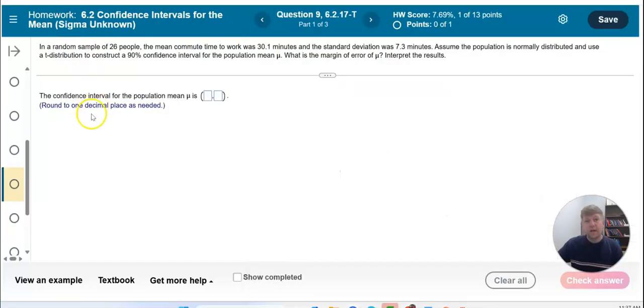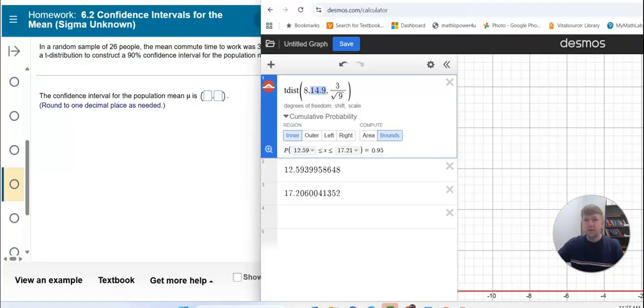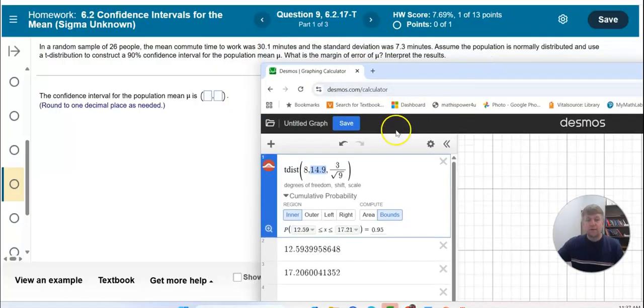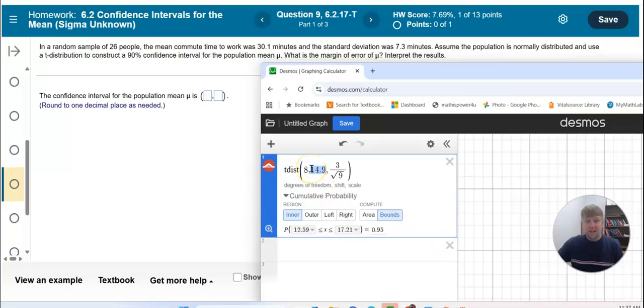All right, and then once you've got that down, now it's time to apply it to a scenario. This is ultimately no different than everything we've been doing. It's just that it's not giving me n equals this, s equals this. I have to figure out what all those things are. So the random sample is 26 people. That's n. So 26 minus 1 is the degrees of freedom, so 25.